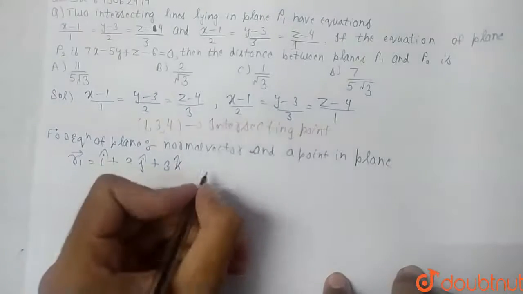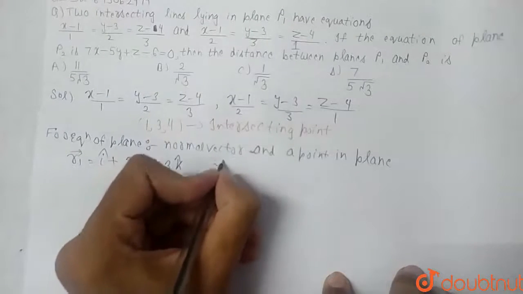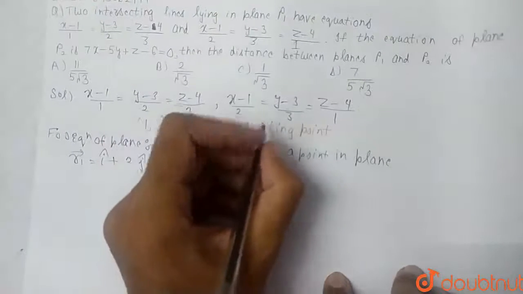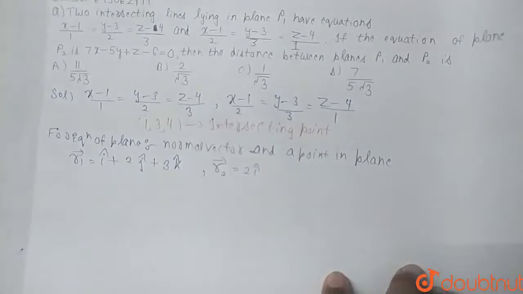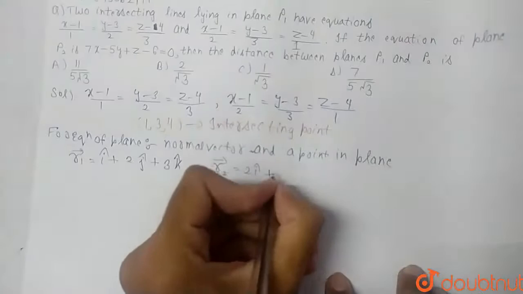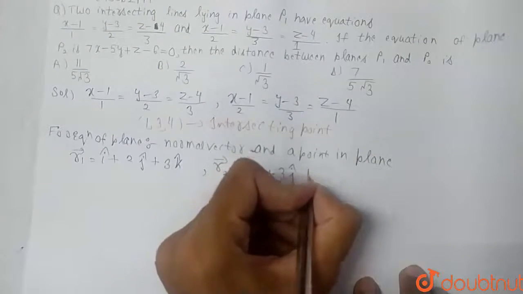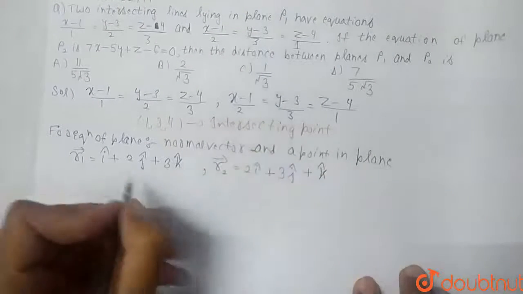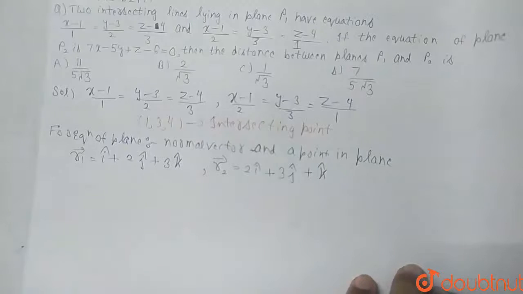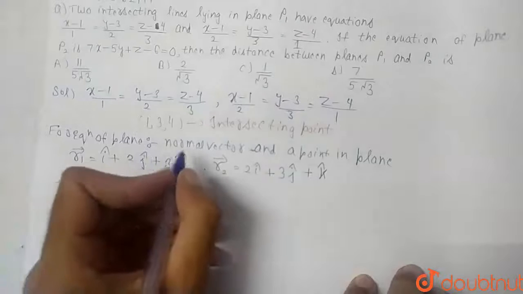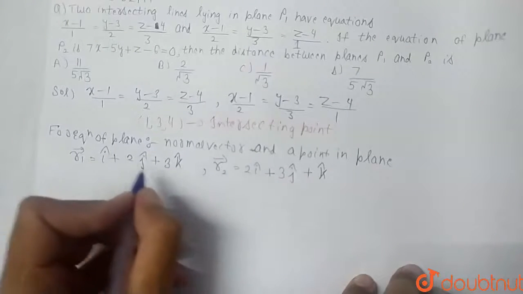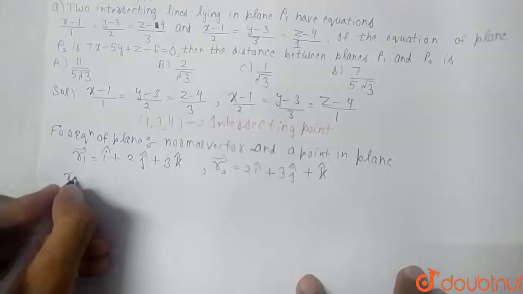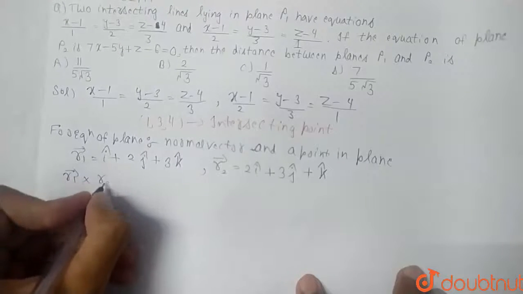Similarly, for the other line, r2 vector equals 2 i cap plus 3 j cap plus k cap. So here we have the two direction vectors. Now, for finding the normal vector, we will take the cross product of the r1 and r2 vectors, so we have r1 vector cross r2 vector.